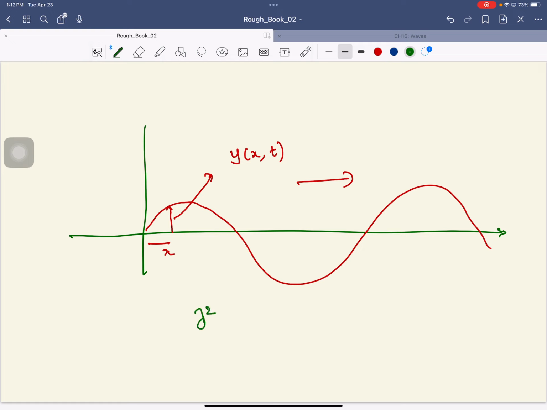It's del square y by del x square. How many of you know partial derivatives? How many of you don't know partial derivatives? Okay, you don't know partial derivatives. You know derivatives. You know partial derivatives. Okay, here.